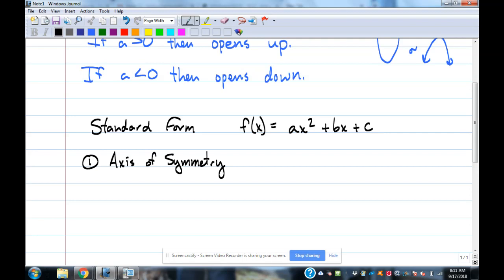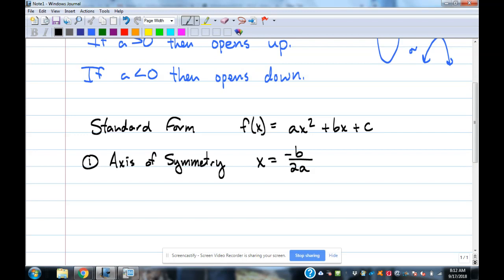So the axis of symmetry has an equation. If we're dealing with standard form, that equation is x equals negative b divided by 2a. X equals negative b divided by 2a. It is an equation, so I need x equals, and then this will turn into a number. That's what we're going to see when we do an example of this.